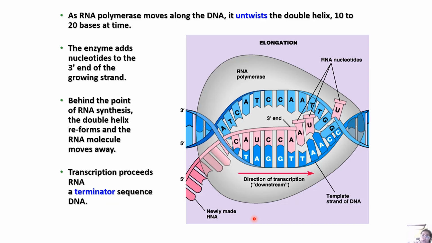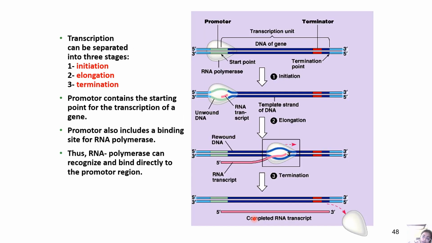And as RNA polymerase moves along the DNA, it untwists the double helix 10 to 20 bases at a time, and the enzyme adds nucleotides to the 3' end of the growing strand. Behind the point of RNA synthesis, the double helix reforms and the RNA molecule moves away. Transcription proceeds until the RNA polymerase reaches the terminator sequence in the DNA. Transcription can be separated into 3 stages: initiation, elongation, termination. The promoter contains the starting point for the transcription of a gene. The promoter also includes a binding site for RNA polymerase. This RNA polymerase can recognize and bind directly to the promoter region.